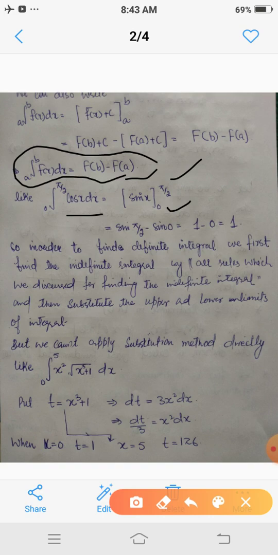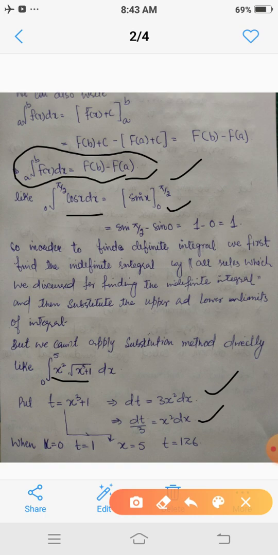Like if we consider the integral from 0 to 5 of x square root of x cube plus 1 dx, here f of x is x square root of x cube plus 1. Now here we solve this integral by using substitution, that is we put t equals x cube plus 1, so dt becomes 3x square dx, which implies that dt by 3 becomes x square dx.